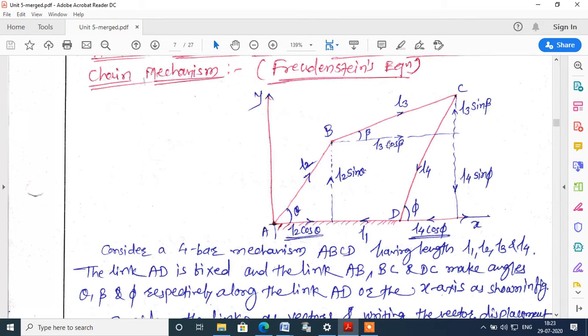So this becomes L3 cos beta, this is L3 sin beta. These are divided into two components. Here L4 sin phi, L4 cos phi. This is L2 cos theta and L2 sin theta.